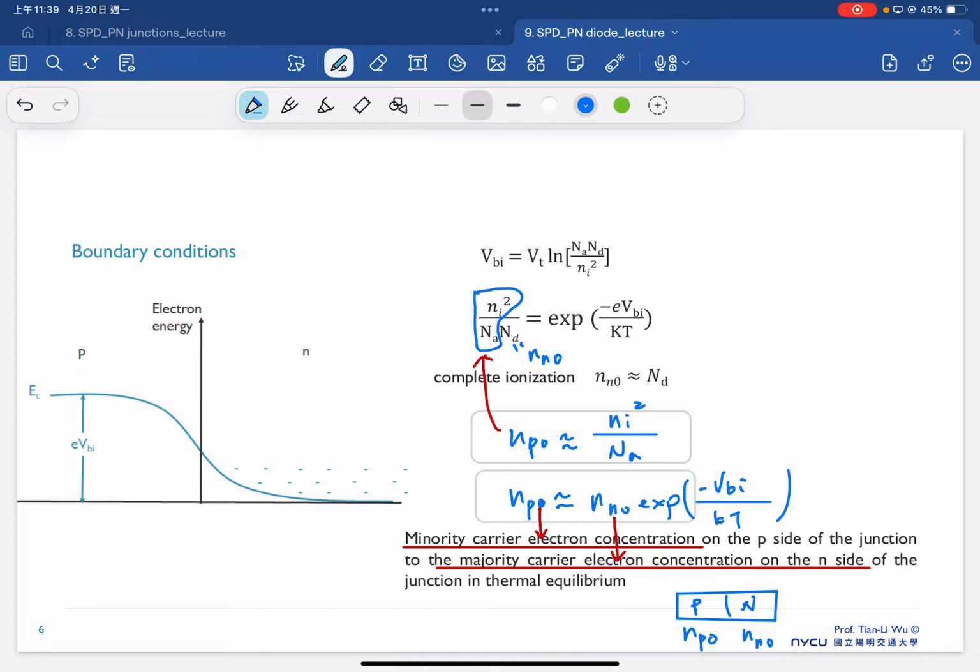The only complicated part is that we have a lot of NP0, NN0, PN0, PP0 terms, and to be honest, it is a little bit confusing. For example, the full definition of NP0 is the minority carrier concentration on the P side, and NN0 is the majority carrier concentration on the N side. So you see that this is a little bit confusing. I think that's the most difficult part, but the rest of the calculation is very simple. You just need to calm down, take your time, and try to think about this.